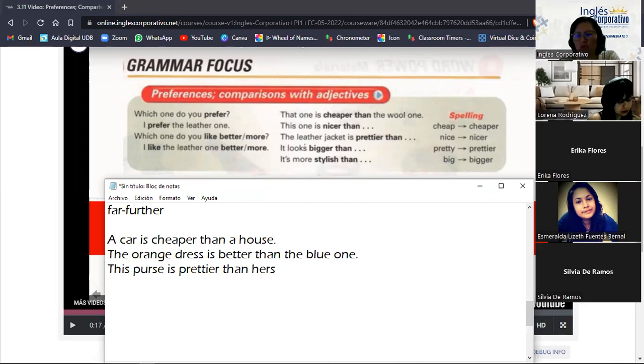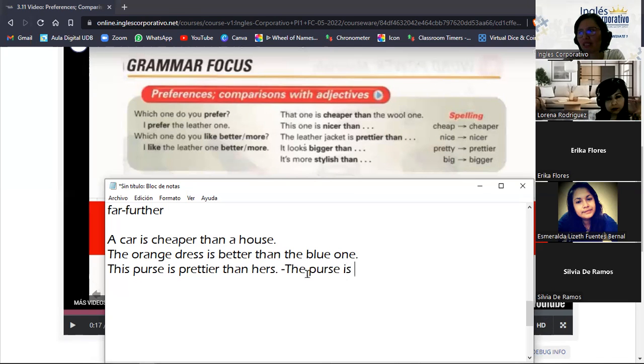En este caso, yo no vuelvo a repetir lo mismo. Aquí estoy usando un pronombre, ¿verdad? Un pronombre posesivo, porque ya no quiero mencionar purse. Sin embargo, si usted lo quiere mencionar, yo puedo decirlo, ¿verdad? This purse is prettier than her purse. Pero si hago eso, se oye bien repetitivo porque ya lo dije, ¿verdad?